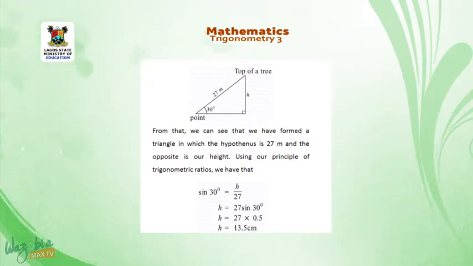Using our principle of trig ratios, we have that sine 30 degrees equals h over 27. So h equals 27 sine 30, and h is 27 times 0.5. So h is 13.5 centimeters. So the height of the tree is therefore 13.5 centimeters.